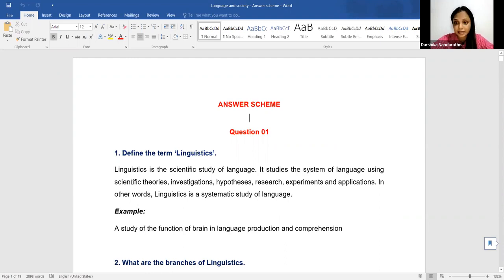Then you can provide an example like this: study of the function of the brain in language production and comprehension. That is what we call linguistics.